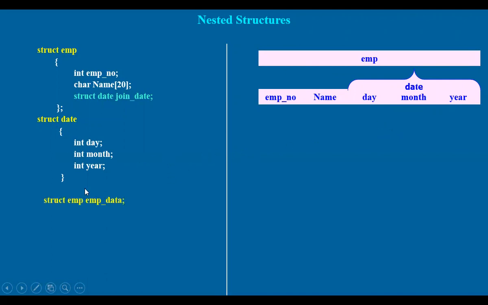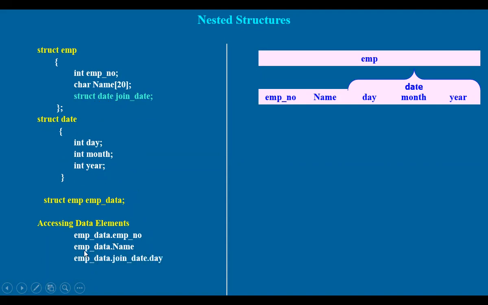Now, let's suppose we declare EMP data as the variable, a structure in the form of EMP. To access the data elements, we know that the employee number is accessed directly with the variable name dot field name: EMP data dot EMP number. Next, name: EMP data dot name. Fine, up to this is okay. But coming to this other structure inside this structure, we have three more fields, right? So how do we access that?